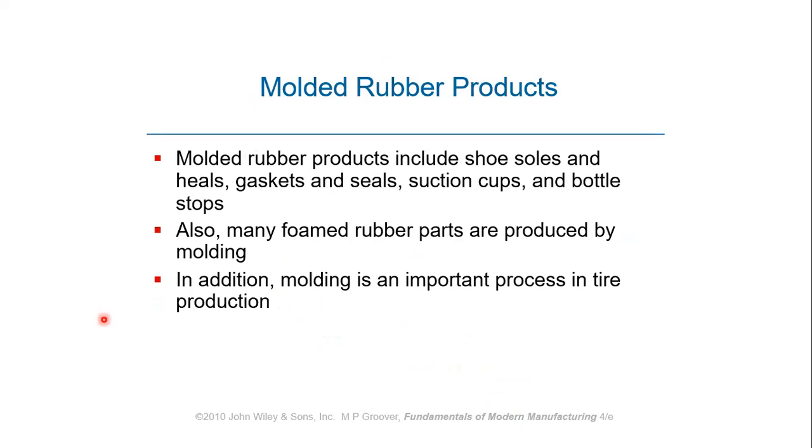And there is molded rubber product. That means to manufacture gaskets, seals, suction cups, bottle stops, okay, and many other foamed rubber products are produced using molding. You have a mold, and then you put the rubber into the mold, and then you use vulcanization, or you do the curing. Okay, after curing, you'll get the final product. It's kind of compression molding.